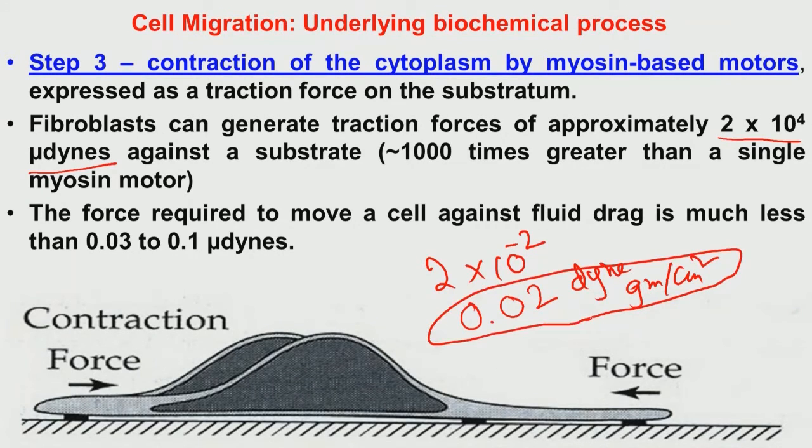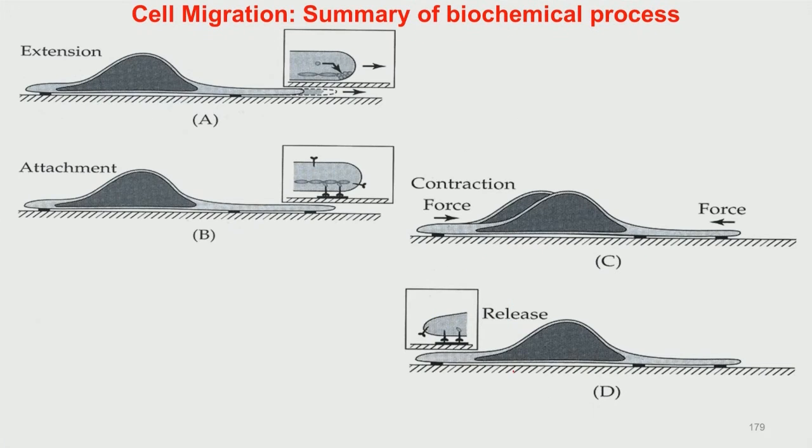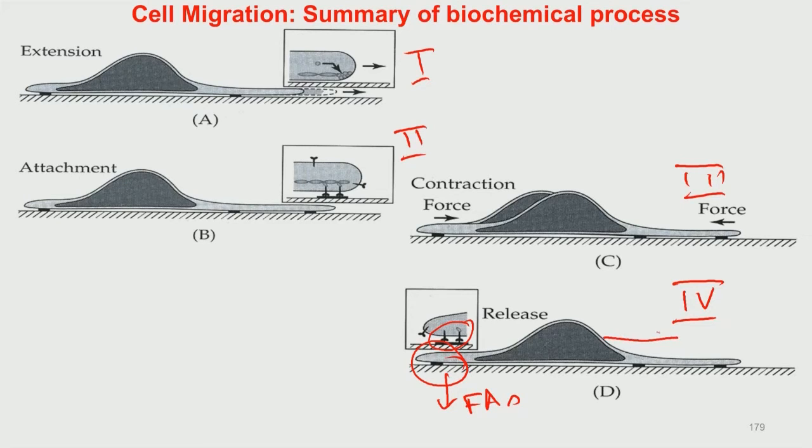So, you can see how small the force is that is generated as a traction force here. And because of the presence of this traction force, what is the next stage? The focal adhesion at the rear end is released. So, this is stage 1, this is stage 2, this is stage 3 and this is stage 4. In stage 4, these focal adhesions, these FAs, are now released, or lifted off from the matrix, which helps the cell migrate along this x direction.